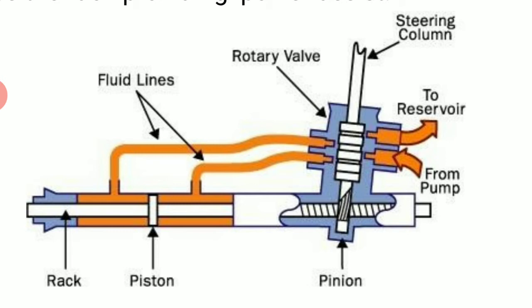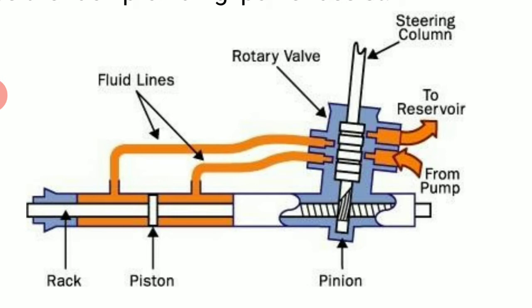So I told you there are different types of pumps. Then there is a pinion. So pinion and rack. When the steering column is rotated, what happens? The whole rack and pinion will actuate. It will produce the reciprocating motion. At that time, this piston will try to pressurize the fluid. So the pressurized fluid will be there.